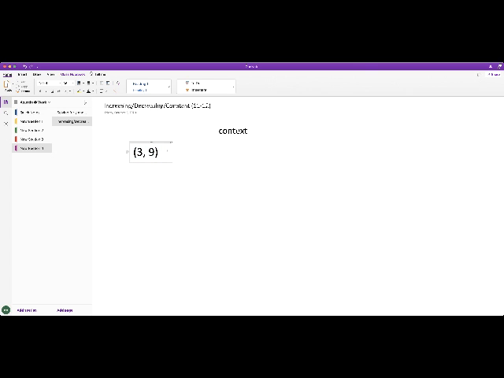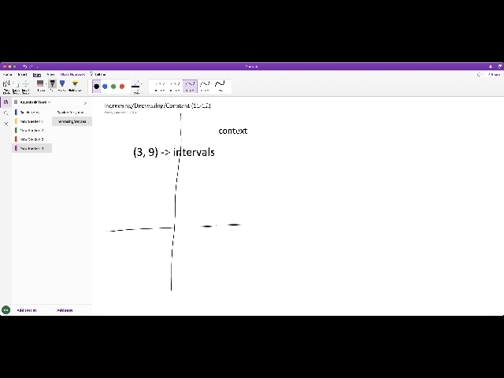Are we talking about specific points on a graph, or are we talking about intervals? If it's a point, we know what a point is. A point, let's say (3, 9), would be 3 and then 9. It would be one spot on the graph.